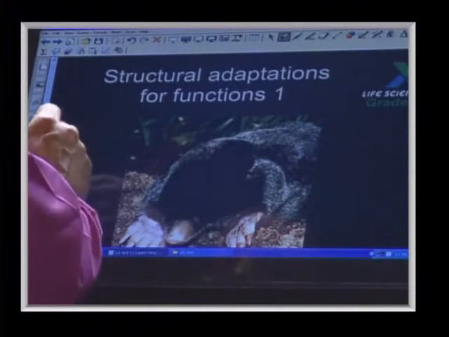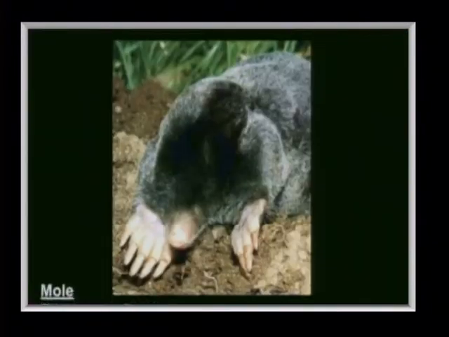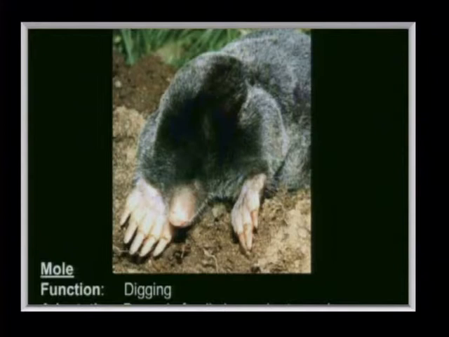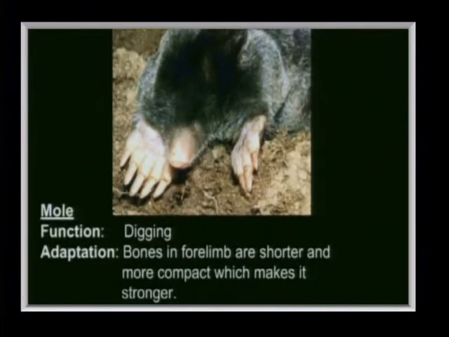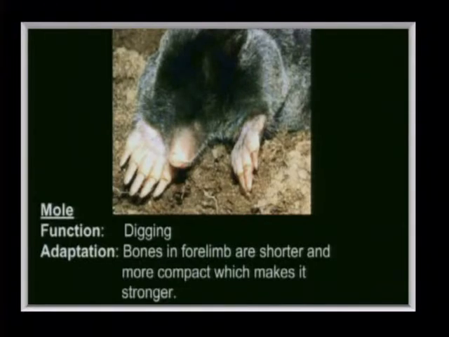Right, so looking at this first example here, there you have the mole, and we know that the pentadactyl limb is adapted for digging, and there you can see the limbs, okay? So the bones in the forelimb have become much shorter. So it's shorter and it's more compact, and that makes it a lot stronger, which means that these limbs are now more effective for digging, of course, especially when the mole is underground.